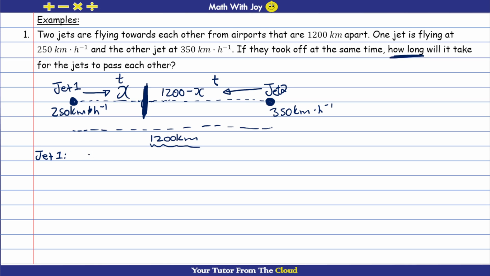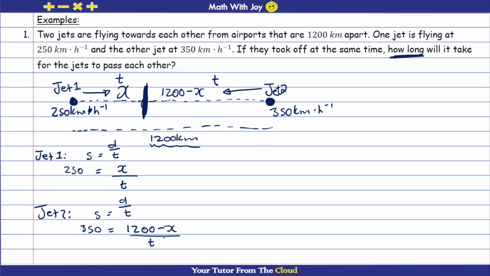So I will say that speed is equal to distance over time for Jet 1. For Jet 1, we know the speed is 250, while the distance is unknown, x, and the time is also unknown, t. Let's formulate an equation for Jet 2. For Jet 2, I'll say speed is equal to distance over time, so 350 equals the distance, which is 1,200 minus x, over the time, which is going to be t as well.